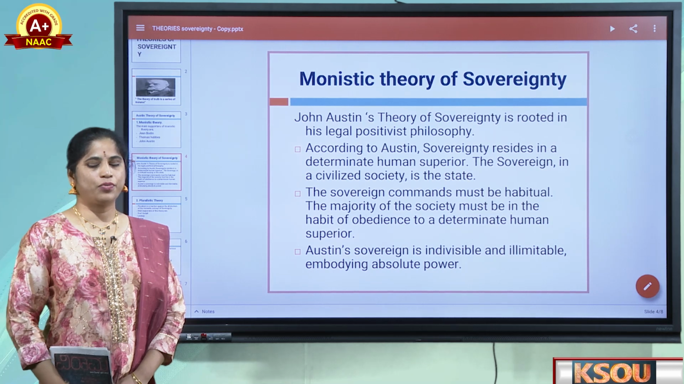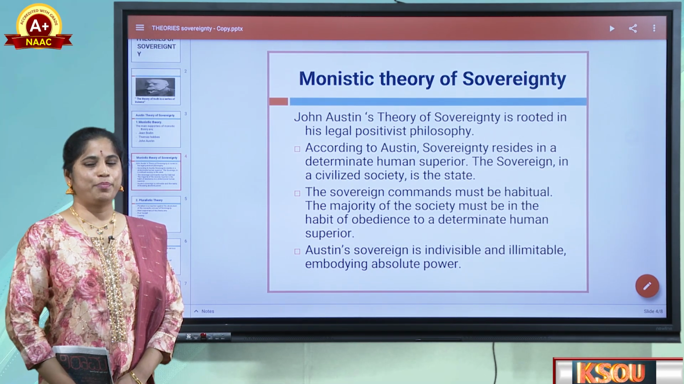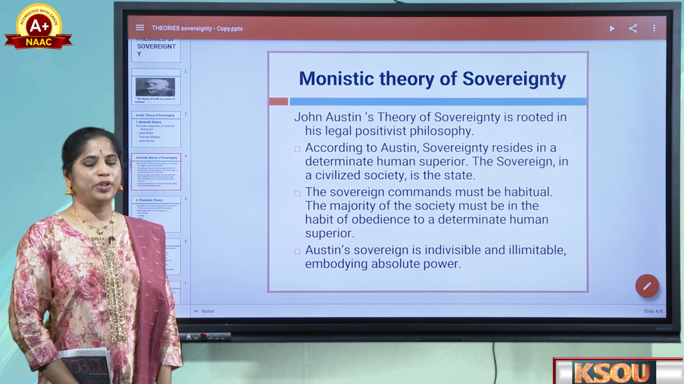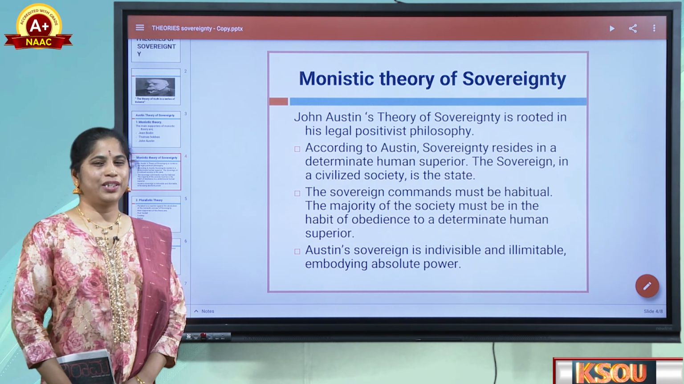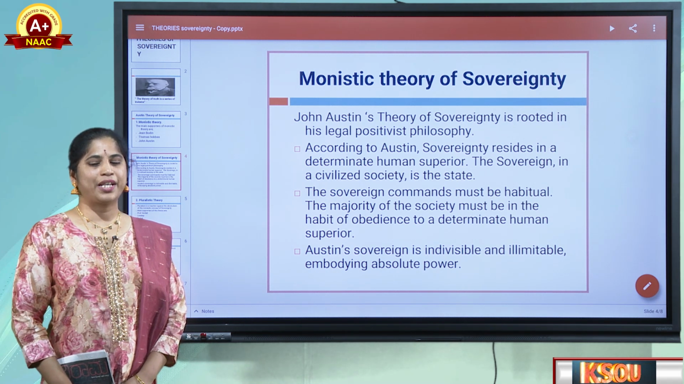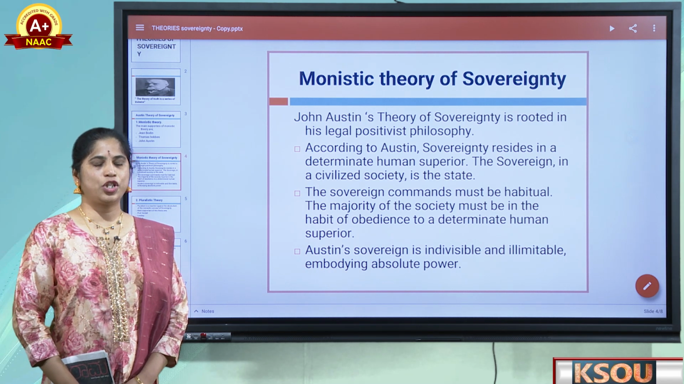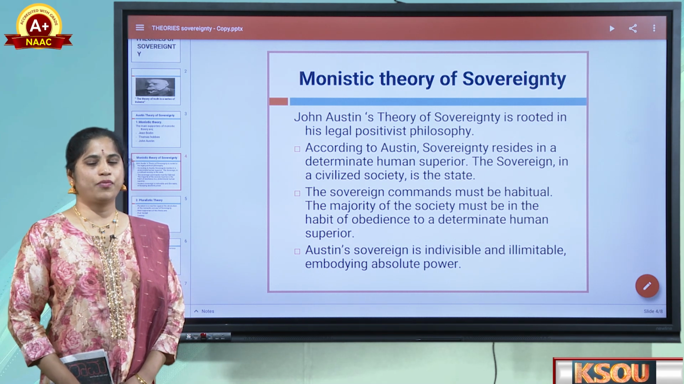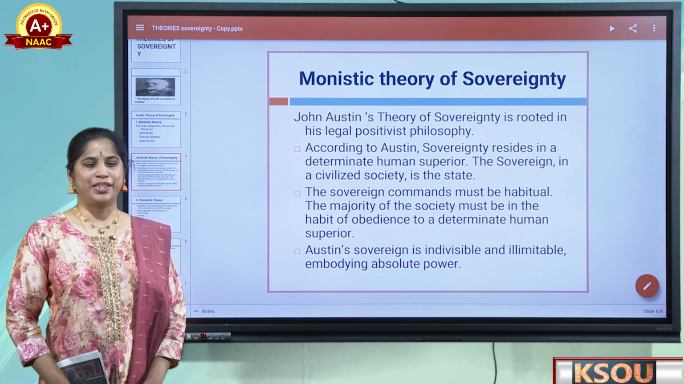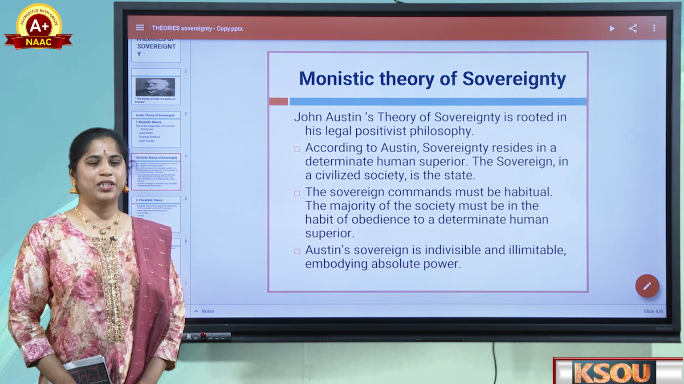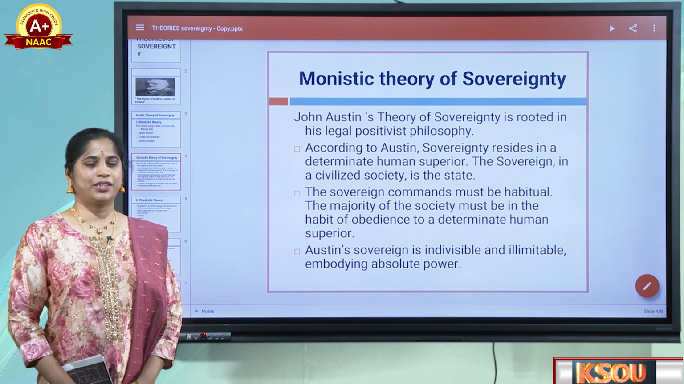And the majority of the society must be in the habit of obedience to a determinate human superior. Austin's sovereign, of course, is indivisible and illimitable, embodying absoluteness in terms of power. It means it is not just the general will or the will of God or even public opinion, but it must be determinate, vested in a person or body of persons in the state. That we have to understand. In short, we can understand Austin's theory.